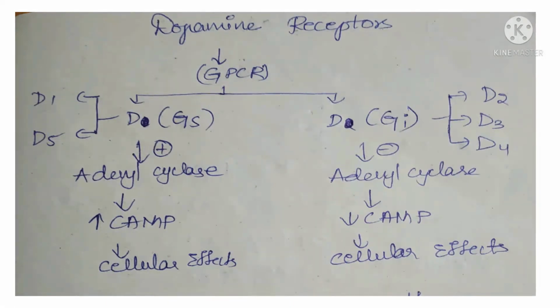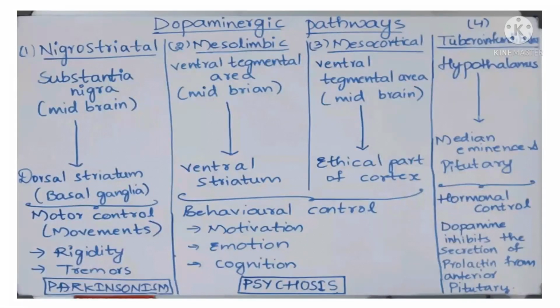Based on the location, now we'll see the location of dopamine producing neurons. The dopaminergic pathways are of four types: nigrostriatal, mesolimbic, mesocortical, and tuberoinfundibular.